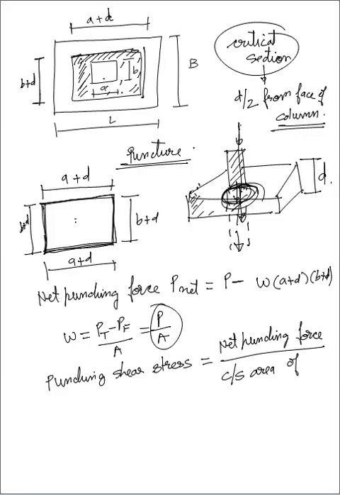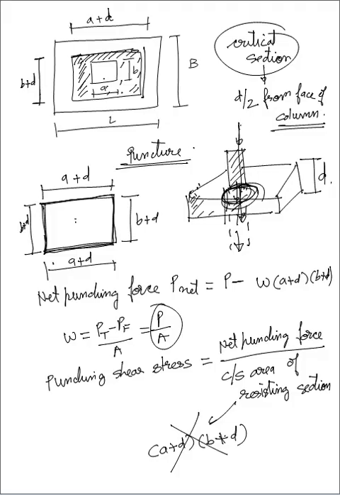Now which cross section area? Don't consider the cross section area (a plus d) into (b plus d). It is the cross section area of the resisting section. Many times students make the mistake of writing the resisting cross section area as (a plus d) multiplied by (b plus d). This is wrong. Don't take this cross section area. The cross section area is the inside one. Let me draw it again. Please don't take this cross section area. It is wrong.